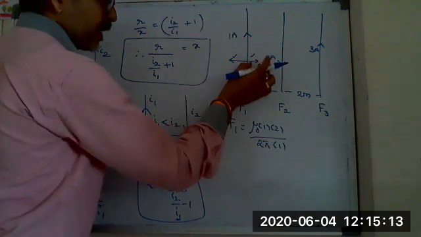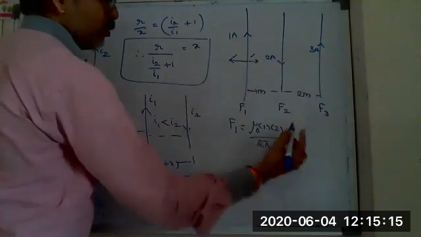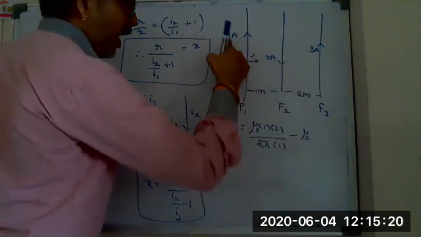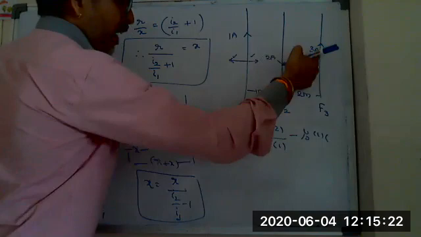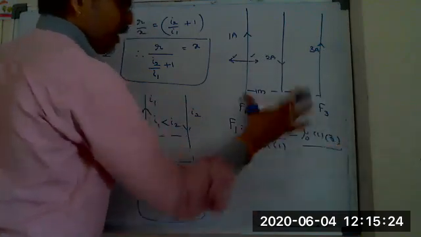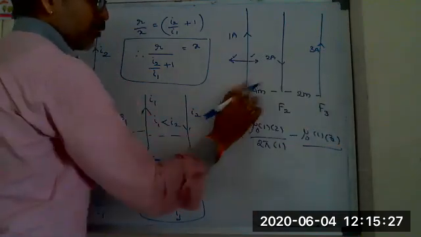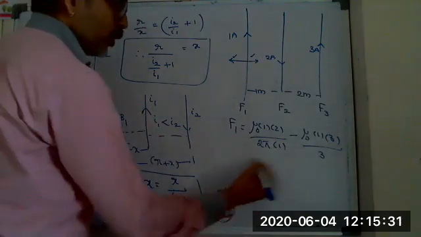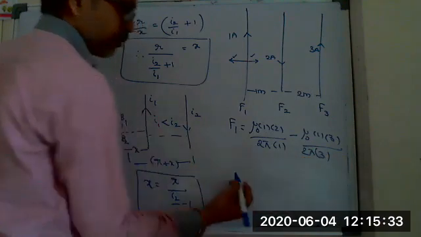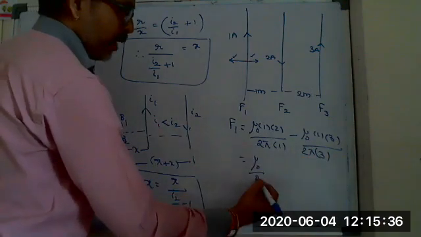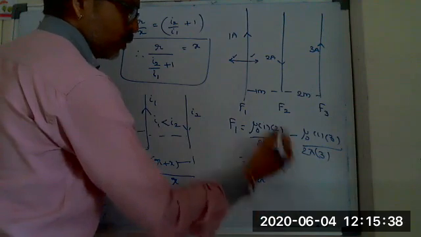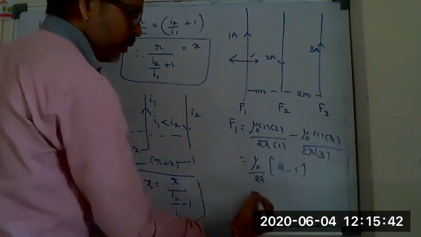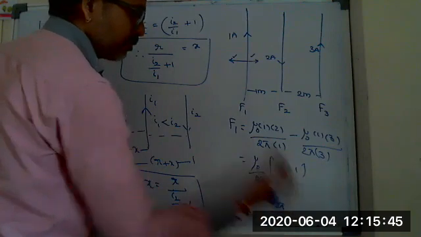And the other force here, between first and last, is in the opposite direction. So minus mu naught I1 I3 by the distance between these 2 conductors. We have to write 1 plus 2, that is 3. Of course, 2 pi here. So here you are getting mu naught by 2 pi into common 2, and here 3 by 3, that is 1. So you have mu naught by 2 pi.